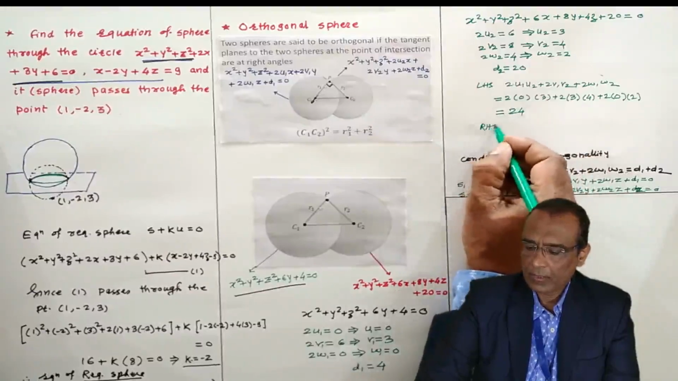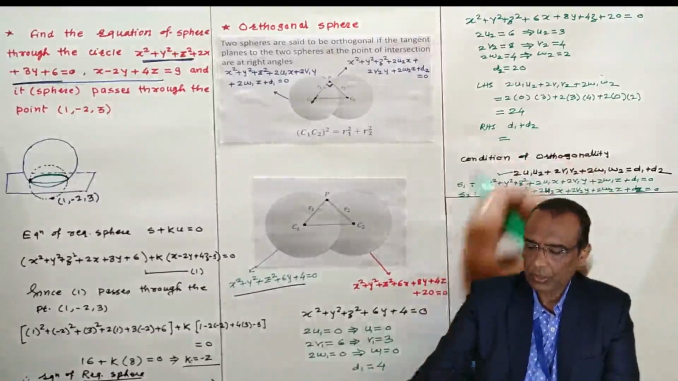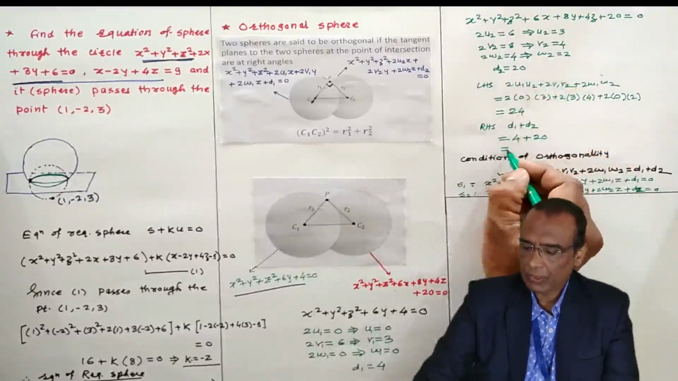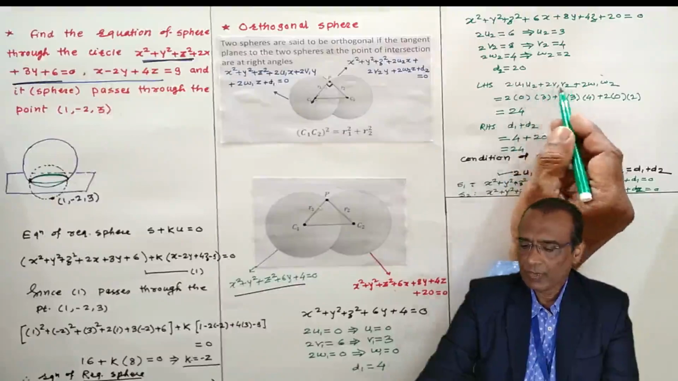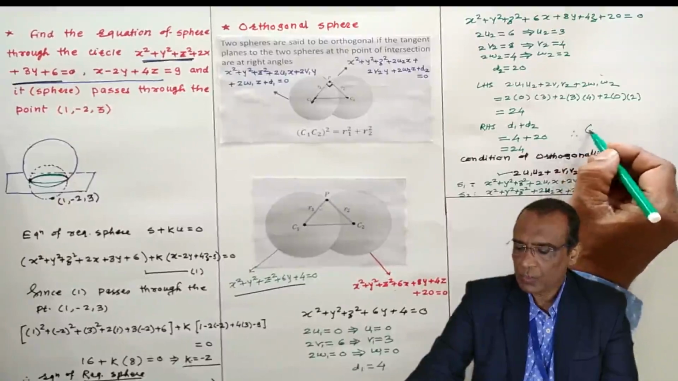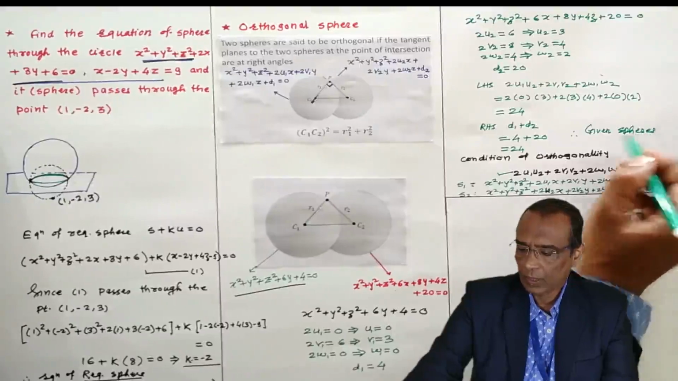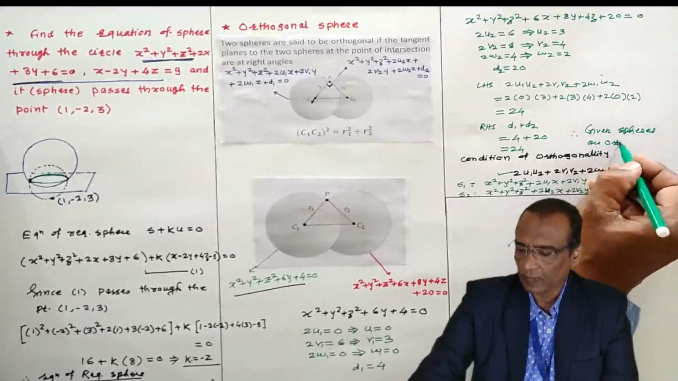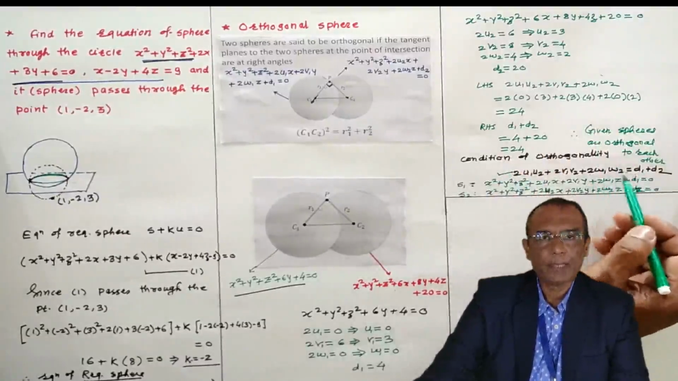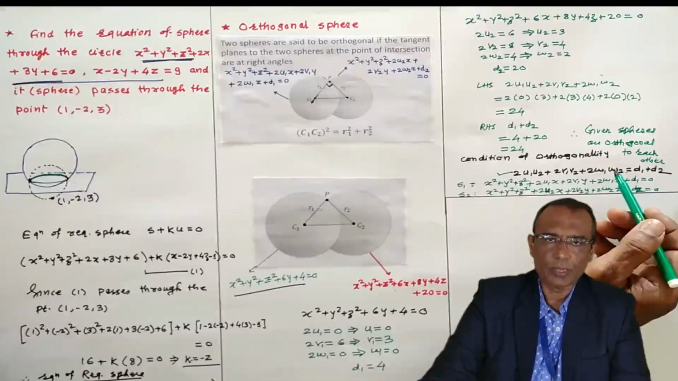Now take the right hand side, d1 plus d2. d1 is 4 and d2 is 20, and it is again 24. Meaning this is equal to d1 plus d2. This condition is being satisfied. Therefore, the given spheres are orthogonal to each other. In this way we can check. If this condition is not satisfied, then we cannot say the two given spheres are orthogonal to each other. We stop here. Thank you very much.